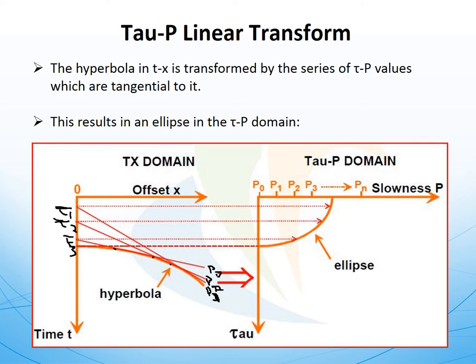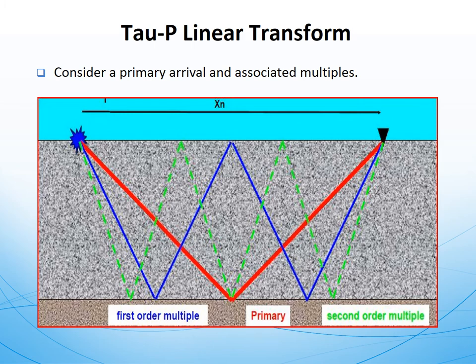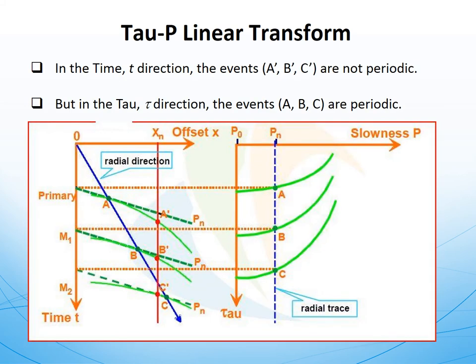So how is this useful in eliminating the multiples? Let's say we have a primary event in red, the first order multiple in blue, and the second order multiple in green. If we map these events into the tau-p domain, the primary gives the first line, while the multiples M1 and M2 map correspondingly, and you can see a similar three ellipse lines. In the TX domain, the events A', B', and C' are not periodic. However, if you map into the tau-p domain, A, B, and C are now periodic. So you can easily eliminate B and C, which are your multiples.